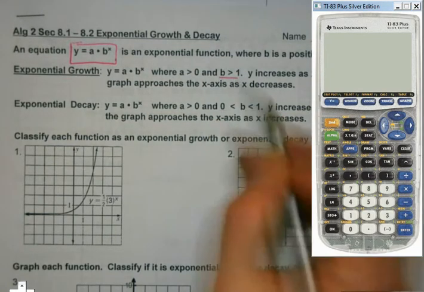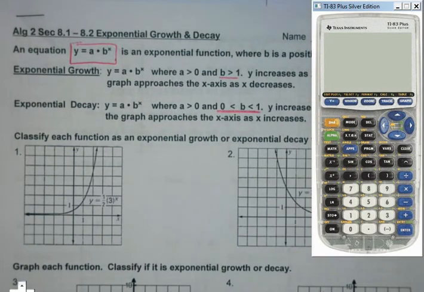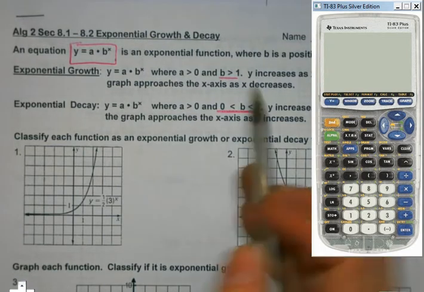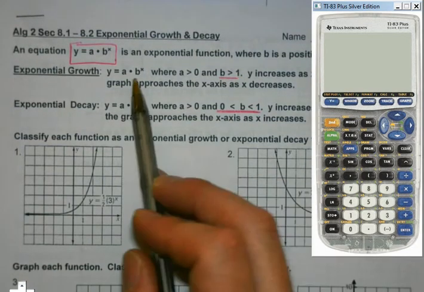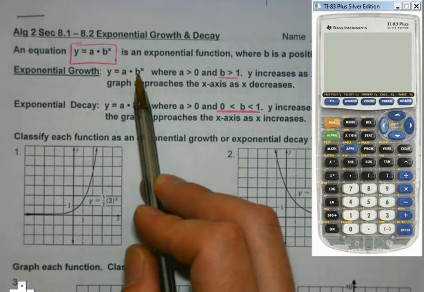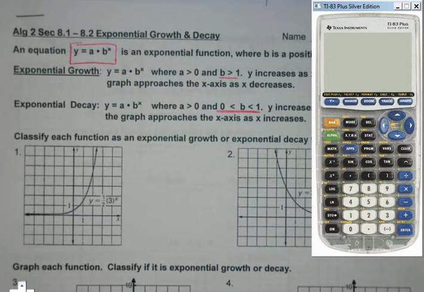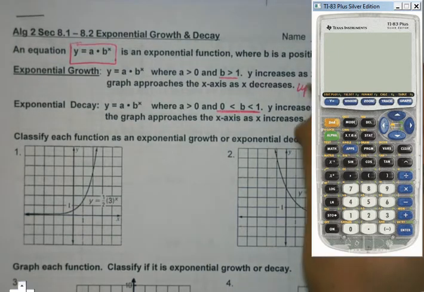This B value that we work with lets us visually see, before we see a graph even, if it's going to be growth or if it's going to end up being decay. If it ends up being a B value that's greater than 1, okay, B is our base, it's going to end up being growth. It's going to go up to the right. So I'll go ahead and I'll get that in here.